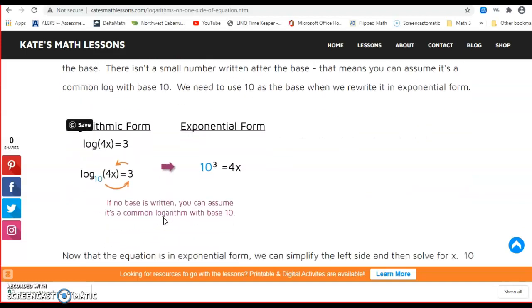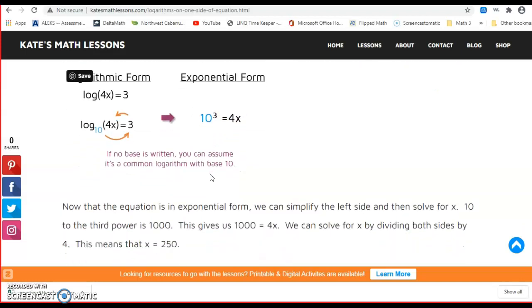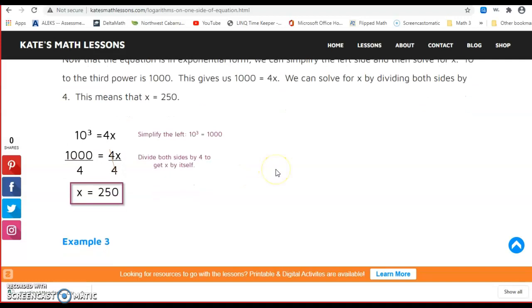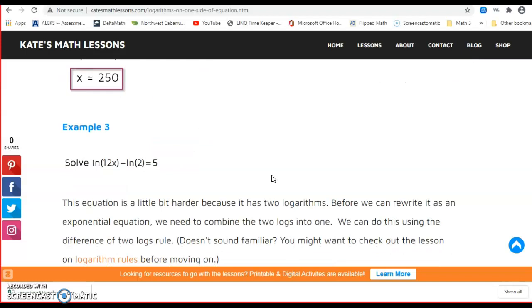All right, so that's what we're going to do. We're going to say 10 to the 3rd power equals 4x. Now that's just a 1 with 3 zeros out the back. So we're saying 1,000 equals 4x. Divide both sides by 4, because now I can, the log's not there, and just solve like normal.